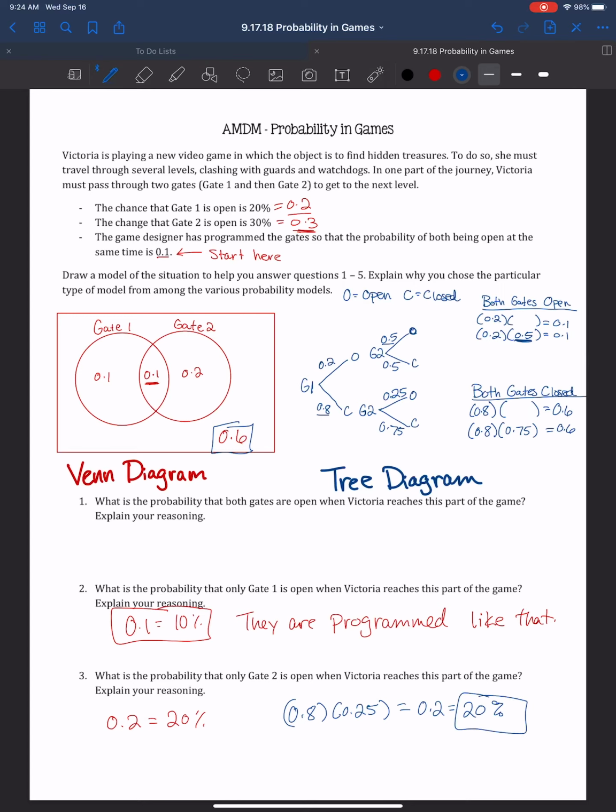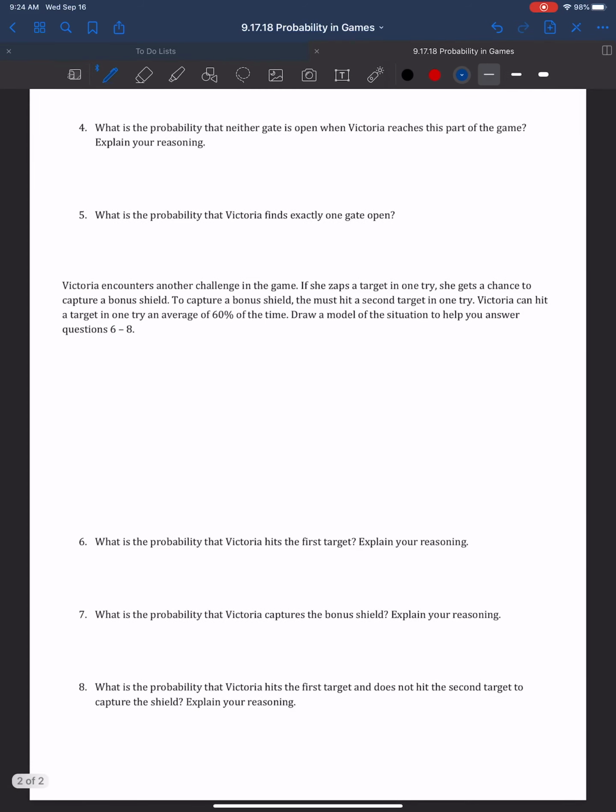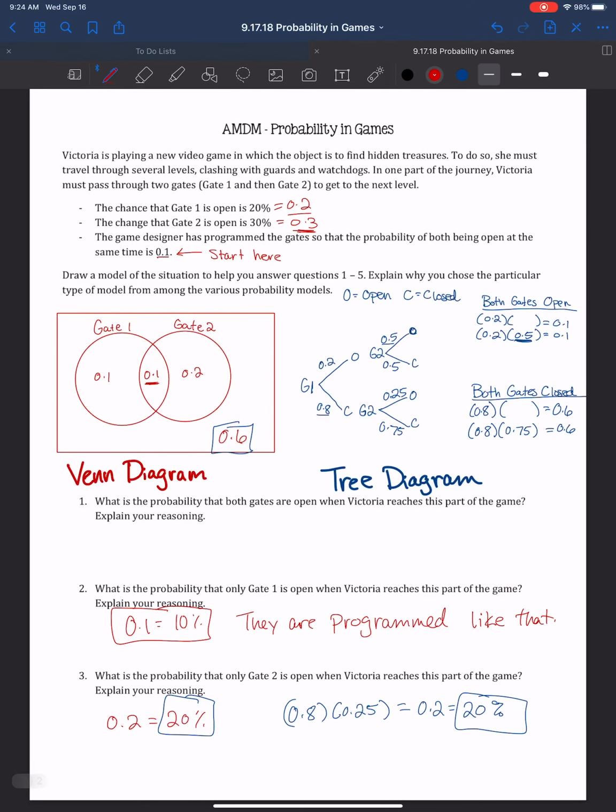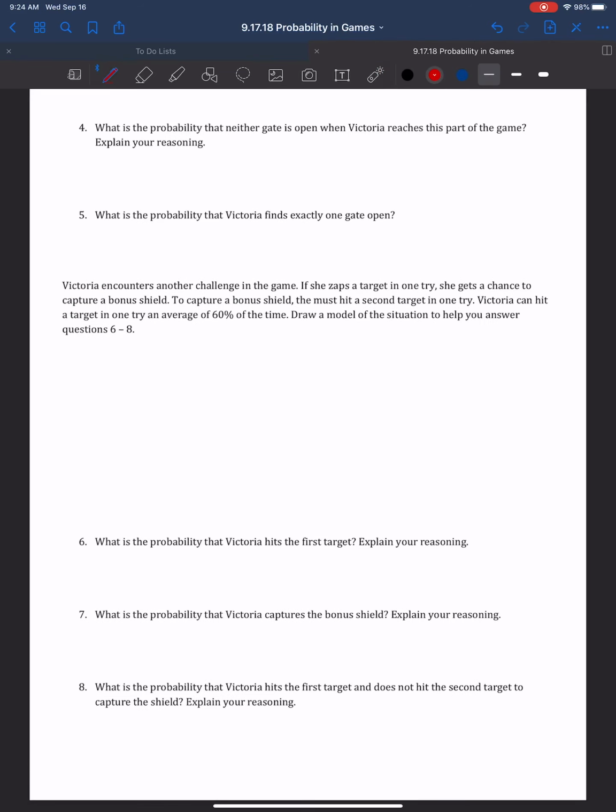Okay. And for your reasoning, you use the diagrams to help you find it. Question 4 says, what is the probability that neither gate is open when Victoria reaches that part of the game? So if I'm trying to figure out neither, again, if you look at the Venn diagram, we can see neither gate being open is 0.6. And another way you can look at it is, gate 1 is closed and gate 2 is closed. So 0.8 times 0.75, so it's going to be 0.6 or 60%.